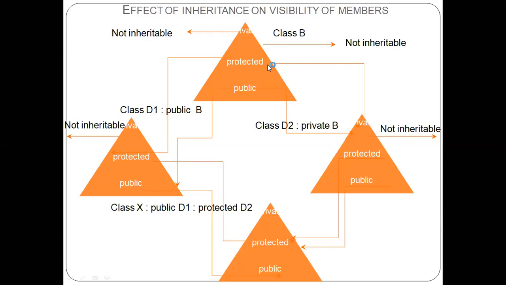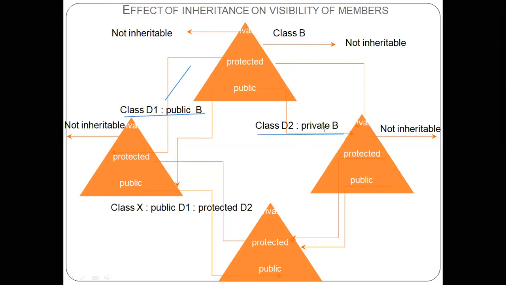Just look at this left hand side. What happened here in this case? Assume that this particular triangle on the left hand side is our class D1. Class D1 is going to access class B, the base class, in the public access specifier mode. So whatever data is available inside the public scope, all that data is available inside class D1.